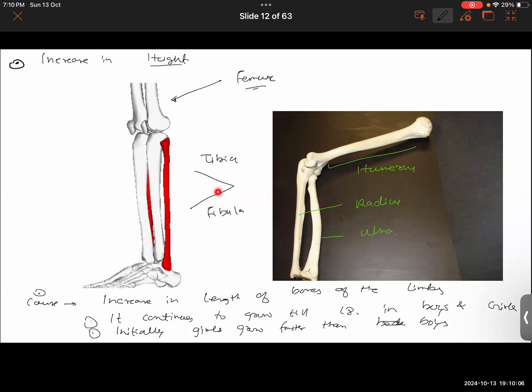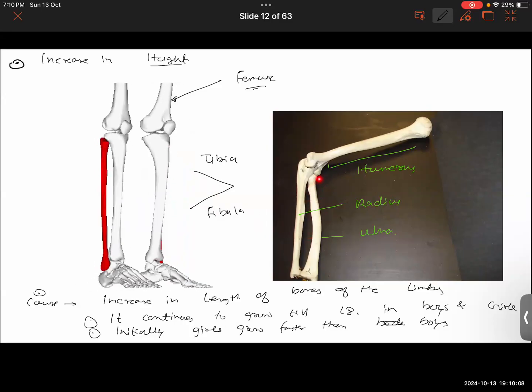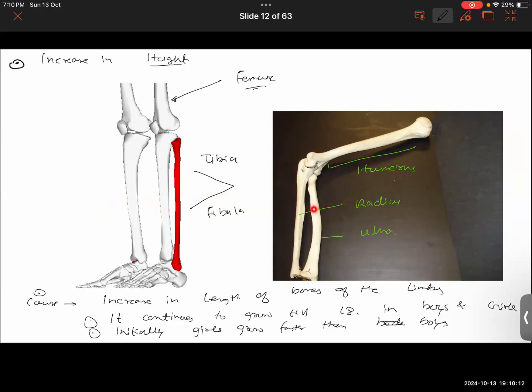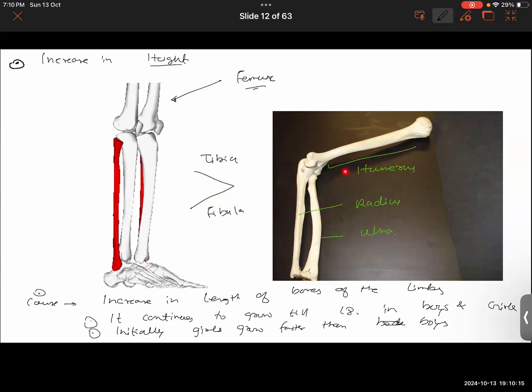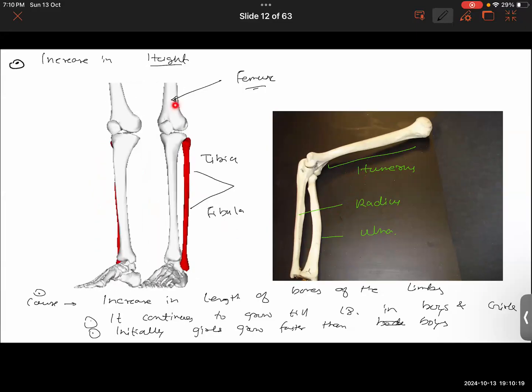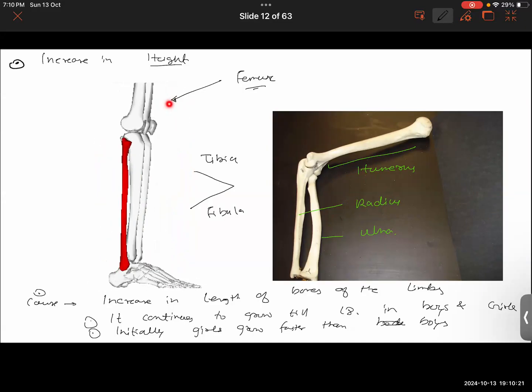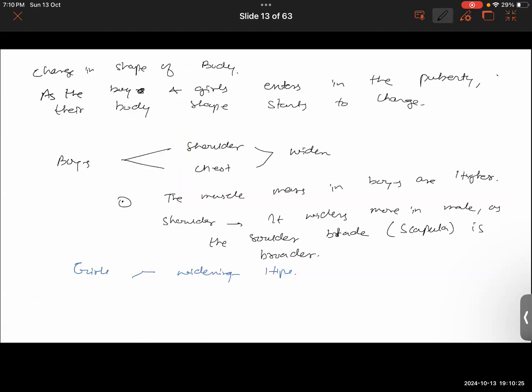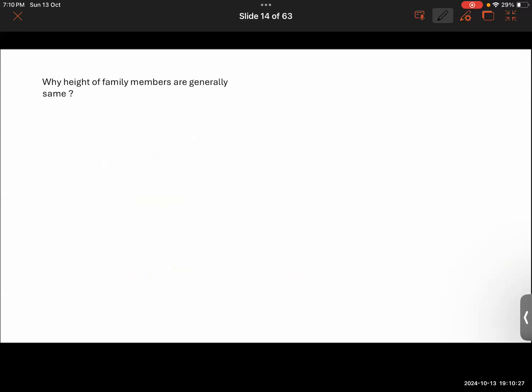Increase in height, particularly, occurs because of the elongation of the bones of the limbs, particularly bones of the arms and the legs. These are the bones of the arms here, humerus, radius, and ulna. And these here are the bones of the legs. The longest bone, that is the femur, and then you have tibia and fibula. So the length of these bones would be elongating. So that is something which we learn.